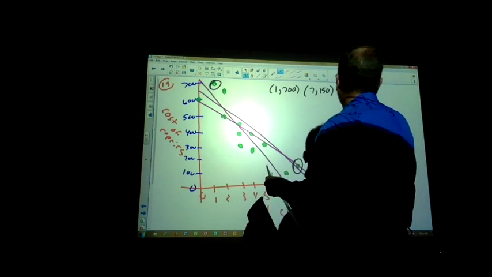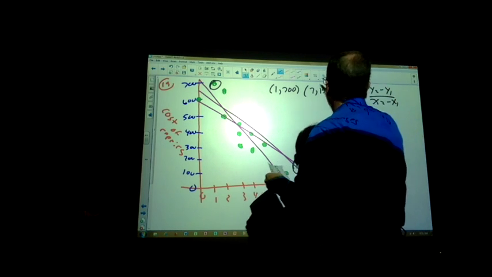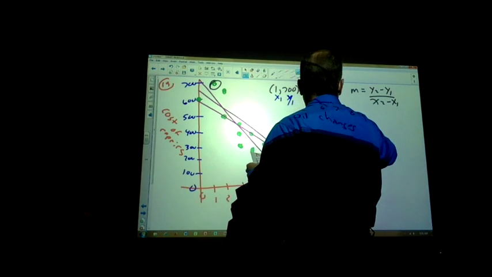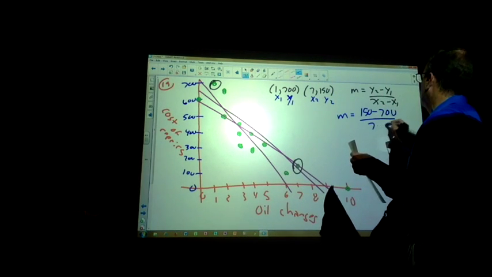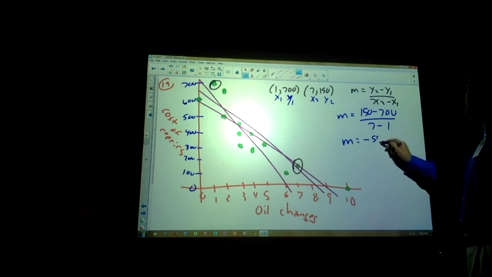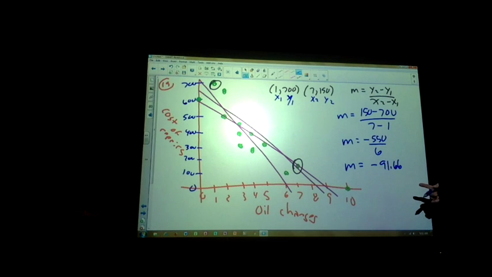So I'm going to use these for my equation. Here's my slope. X1, Y1. X2, Y2. Almost done. Give me a chance. 150 minus 700. If you have a calculator, it helps me out tremendously. M equals, what is that? Negative 550 over 6. Let's make it a decimal. 550 divided by 6 is negative 91.66.